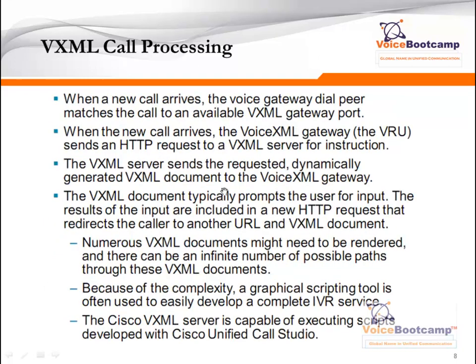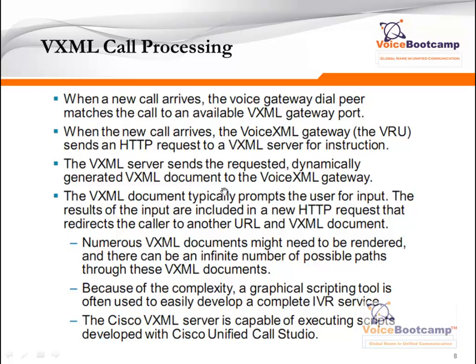Here's a typical call processing using VXML. When a new call arrives, the VXML gateway, which is your ingress gateway, will match the call to an available VXML gateway port. Now, typically that happens to be the same router as your gateway. The VXML gateway, which is known as the VRU, Voice Response Unit, will send an HTTP request to the VXML server. Now, that request happens over the IP network, so therefore you're not spending any money on calls.